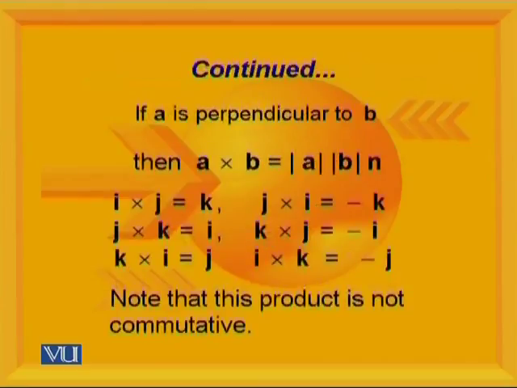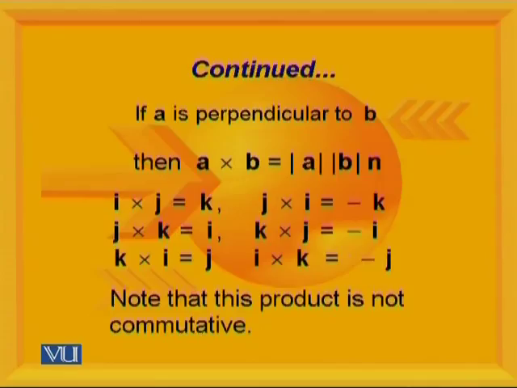If a is perpendicular to b, then a cross b is equal to magnitude of a into magnitude of b into the direction. That is, if we take the magnitude of a cross b, and a and b are perpendicular to each other, then it is just the multiplication of their magnitudes. Here theta is equal to 90 degrees and sine theta is equal to 1.